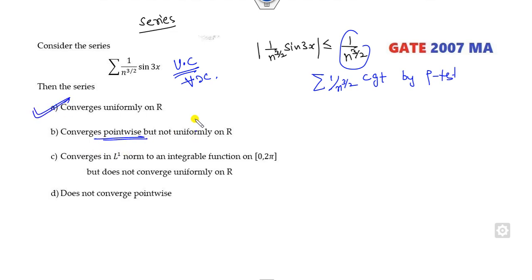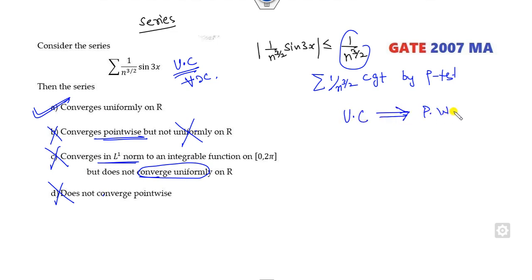It's pointwise but not uniform, cancel out. It converges to L1 but not uniformly, cancel out. Does not converge at this point. If it is uniformly convergent, it always implies it is pointwise continuous, but the converse may or may not be true. So that's why A is the correct option.